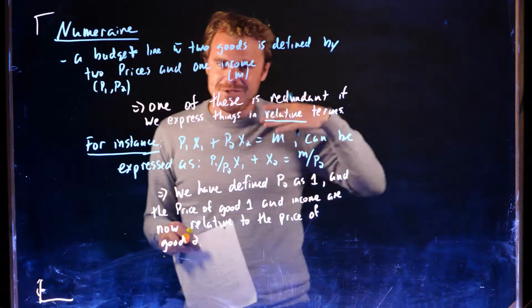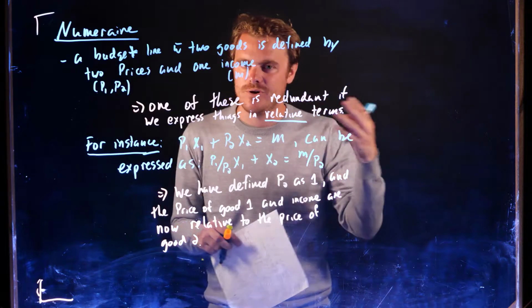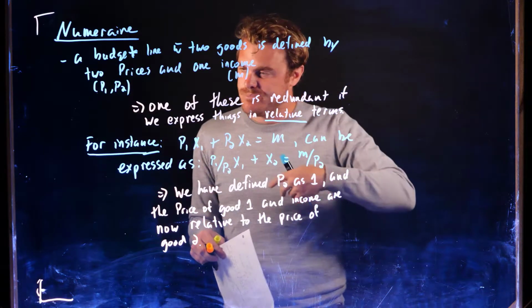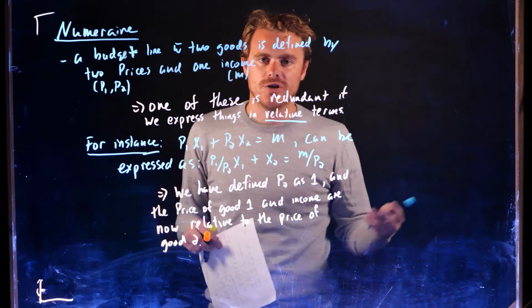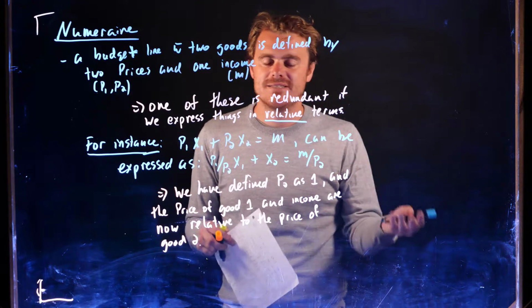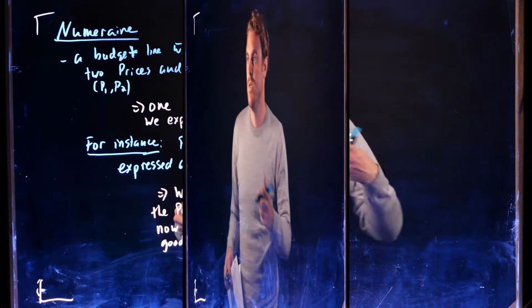So this might not seem to make much sense. Why would we do this? Let's look at a quick example and hopefully that clears it up. But at certain times in a semester, we will be thinking of one of the goods as a numeraire. It just means things are expressed relatively rather than in some absolute sense.